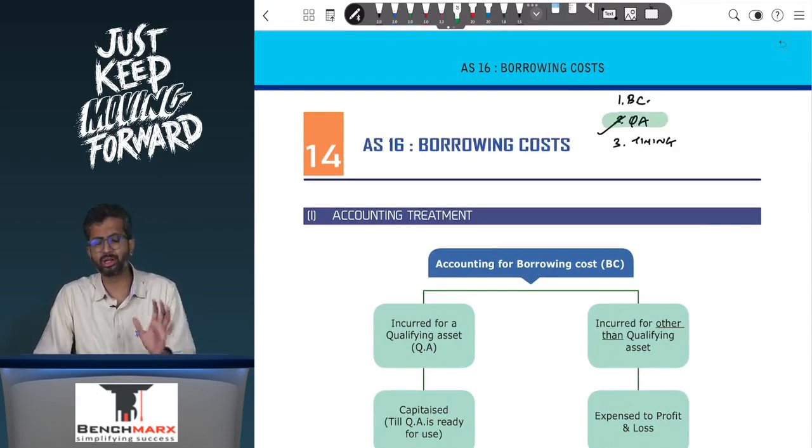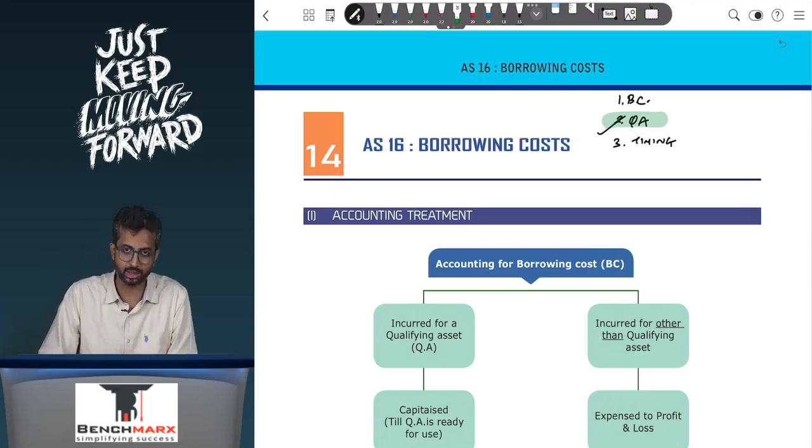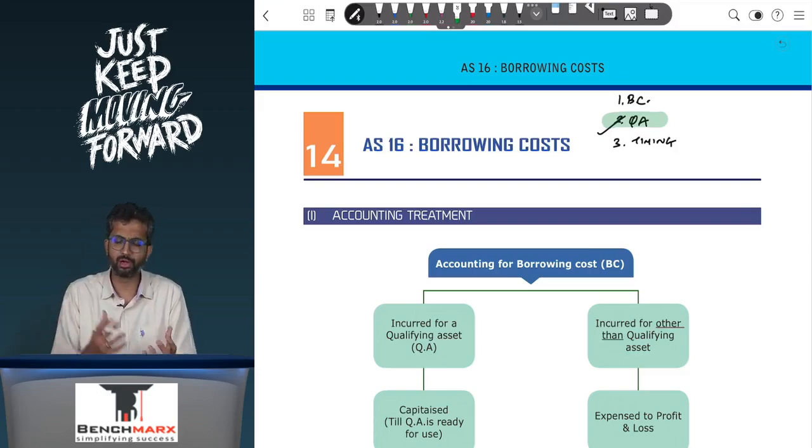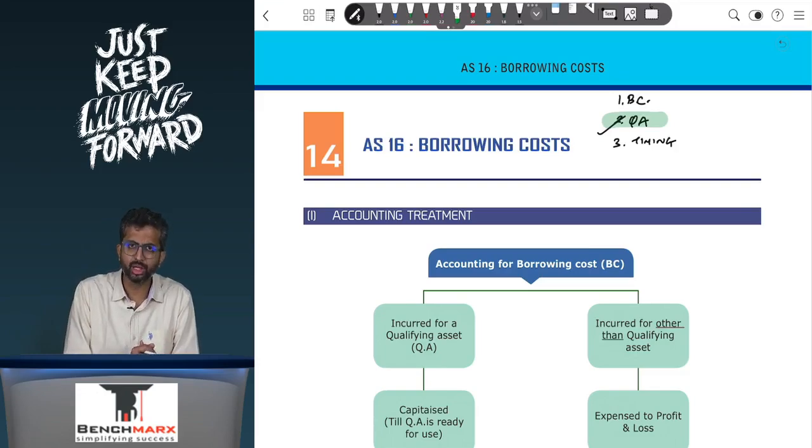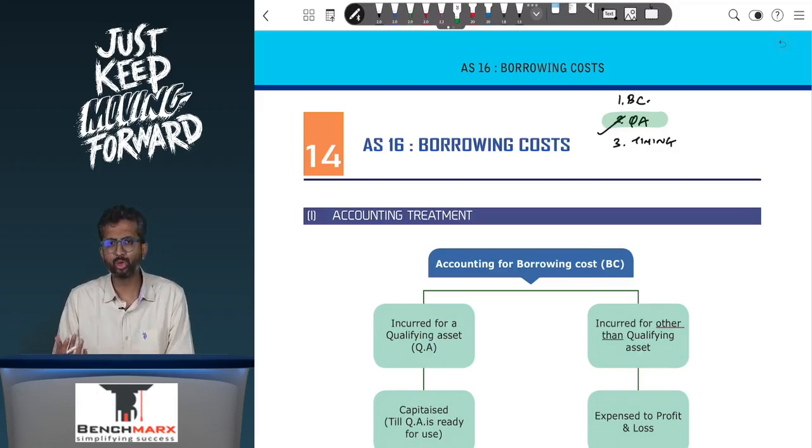Second is borrowing cost. What is borrowing cost? We said a classic example of a borrowing cost is interest cost. Like I have taken a loan of 100 and on that I am paying 10% interest. That is interest of 10, which is a borrowing cost. Now, what do I do with this 10? Well, usually I say interest account debit to bank 10 rupees and then P&L account debit to interest, that is 10 rupees.